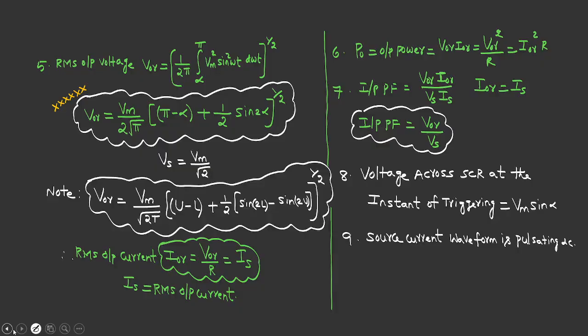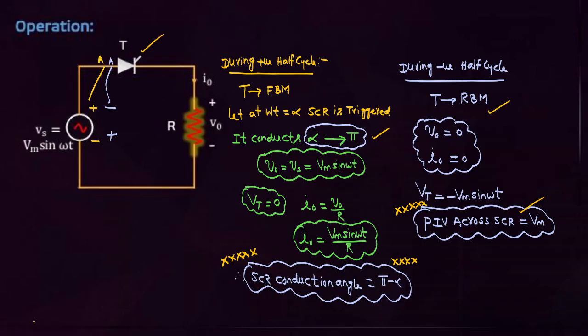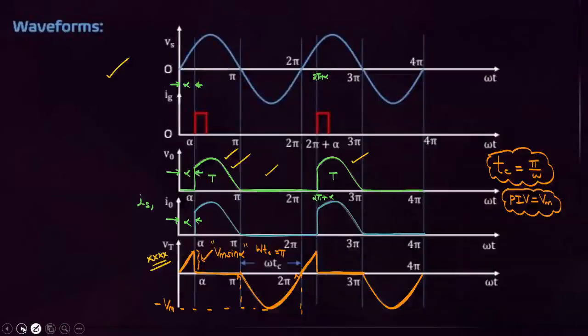A half wave controlled rectifier is also called a one pulse converter. Why? How many pulses per cycle? One pulse. That's why it is a one pulse converter. Sometimes they don't give the name half wave controlled rectifier; sometimes they will give the name one pulse converter, or single pulse converter. That point you have to remember and concentrate on.